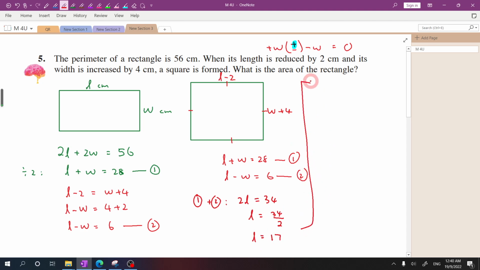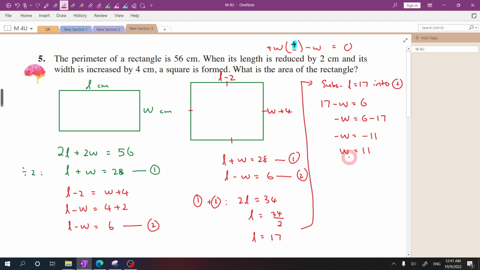Okay, I continue it here. Substitute L equal to 17 into the second equation. L minus W, and we know L is 17. 17 minus W is equal to 6. So I bring the 17 over here, and remember to copy the negative. The negative is together with the W. So negative W is equal to 6 minus 17. Negative W is equal to negative 11, and W is equal to 11.